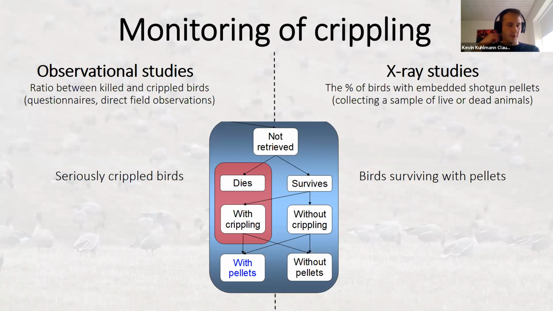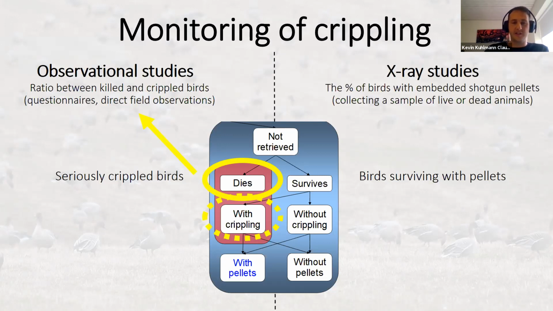While these two approaches are different in terms of methodology, they also differ in terms of what they measure. In the observational studies, to recognize a crippling event during a hunt, that crippling will have to be quite severe. So either a bird losing height or actually falling down within a couple of minutes after the shot has been fired. That will, in most cases, result in the bird dying or at least being seriously crippled. So that's what can be measured from these observational studies.